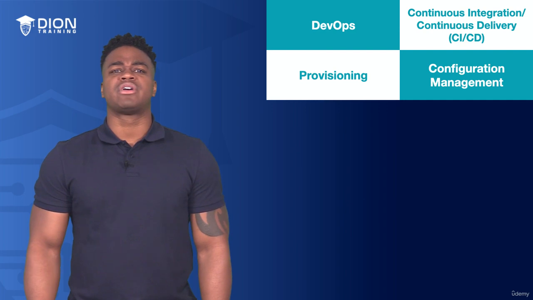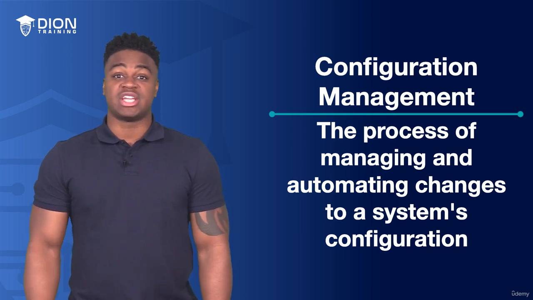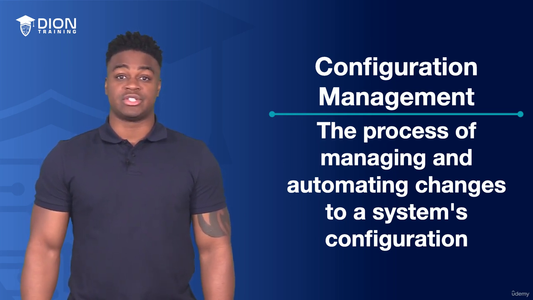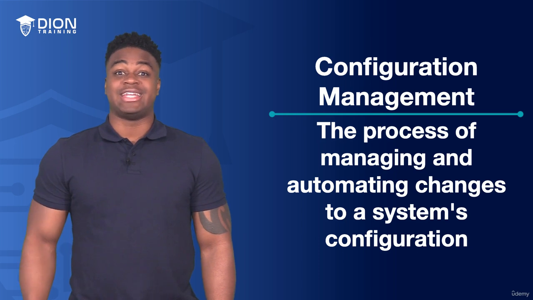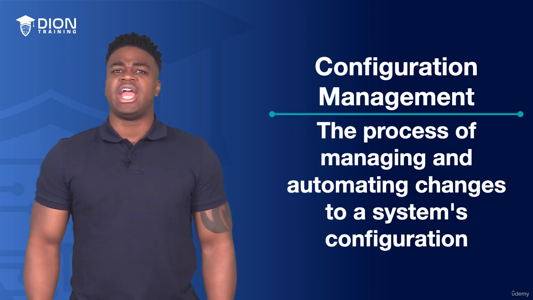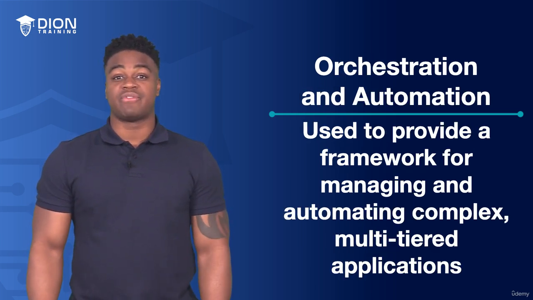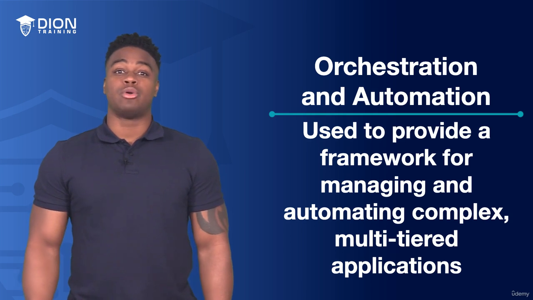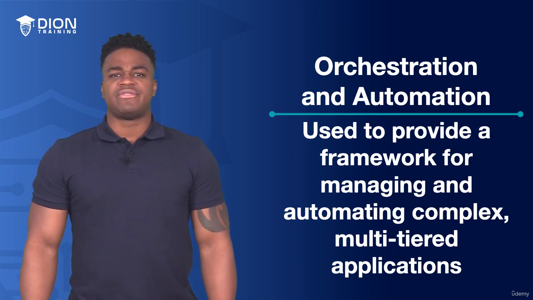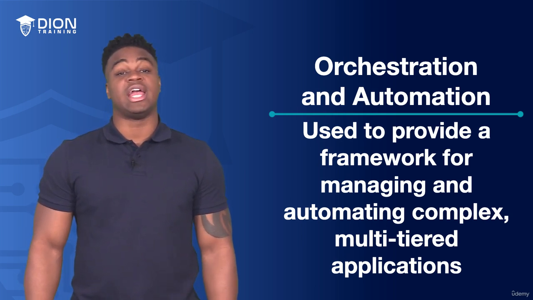After that, we will cover configuration management, including the use of orchestration, automation, upgrades, and patching. Configuration management is the process of managing and automating changes to a system's configuration. Configuration management tools enable administrators to automate the provisioning and management of infrastructure and applications, including upgrades and patching. Orchestration and automation can be used to provide a framework for managing and automating complex, multi-tiered applications. These configuration management tools also enable administrators to manage and enforce compliance policies across their environment, ensuring consistency and security.